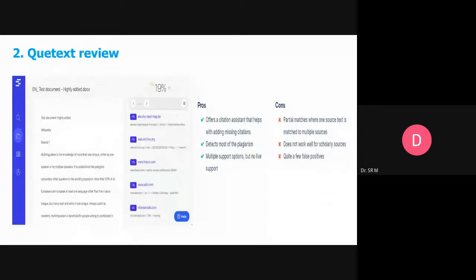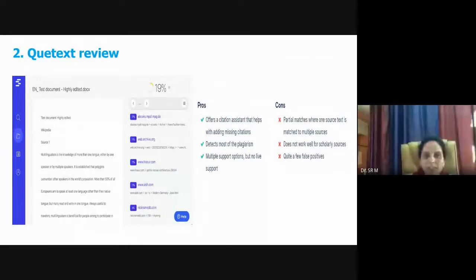So same colors are used for different sources, right? But they can only show some orange color for partial matches and red color for full matches, it seems. Okay, it is in the downloadable format, and this tool also does not store or re-upload your text. They'll not save your text. You can contact them through phone, email, or you can submit them a help request.